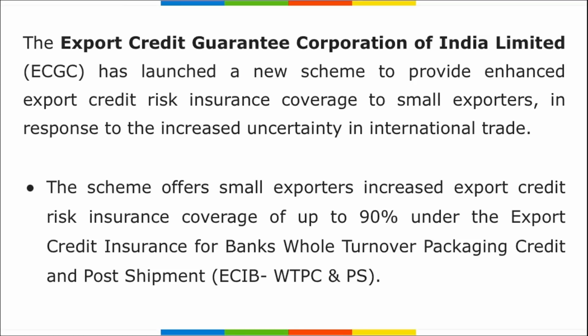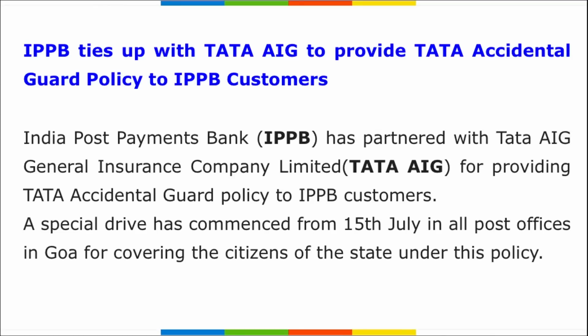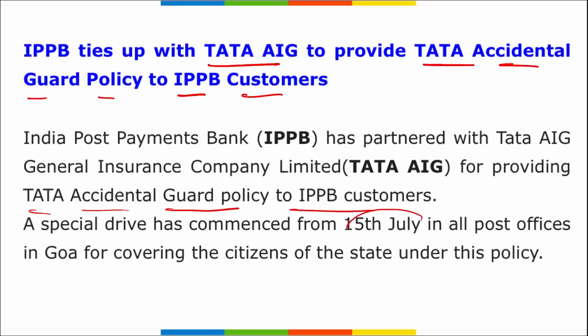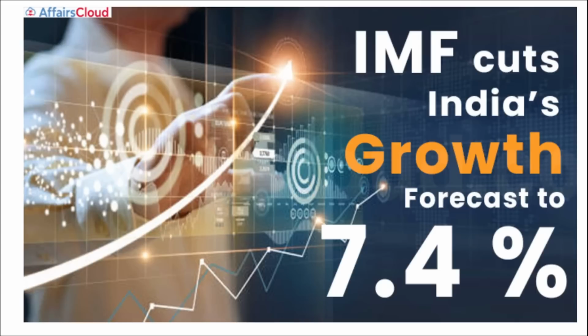Alright, next is IPPB. IPPB has tied up with Tata AIG to provide Tata Accidental Guard policy to IPPB customers. I repeat, what is IPPB? India Post Payments Bank has partnered with Tata AIG General Insurance Company Limited for providing Tata Accidental Guard policy to IPPB customers. A special drive has commenced from 15th of July in all post offices in Goa for covering the citizens of the state under this particular policy.